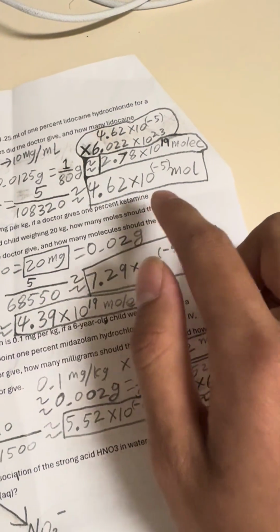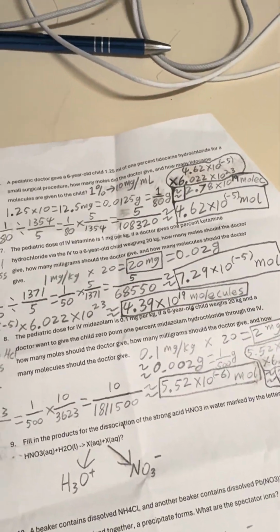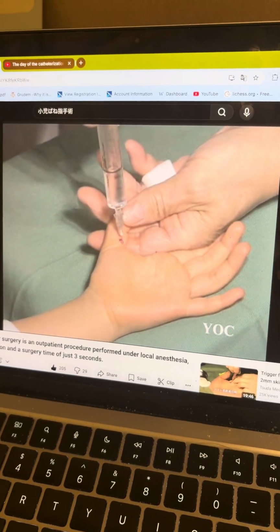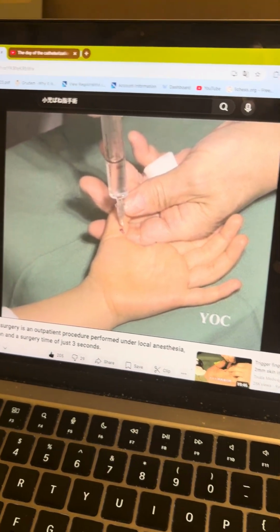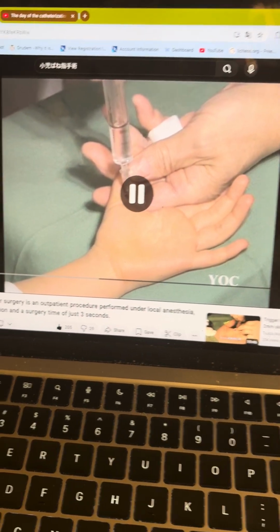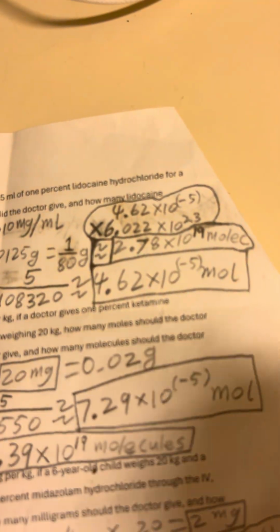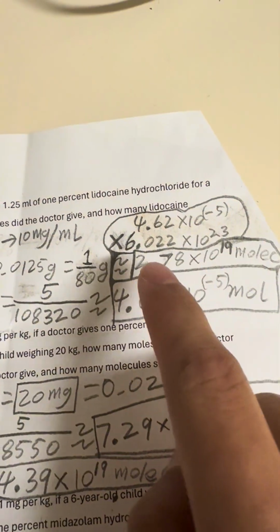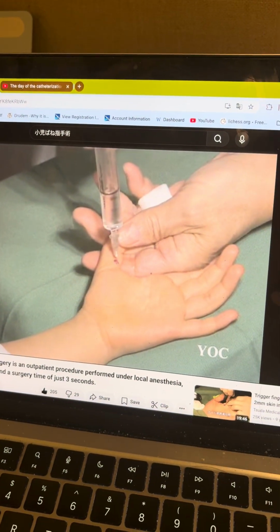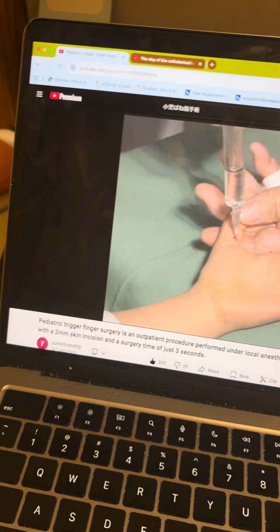And here is the number we get. In this video, they're giving about 4.62 times 10 to the power of -5 moles to this child here. And to calculate that with Avogadro's number, multiply this number by Avogadro's number, and they're giving about 2.78 times 10 to the power of 19 lidocaine molecules to this child here.